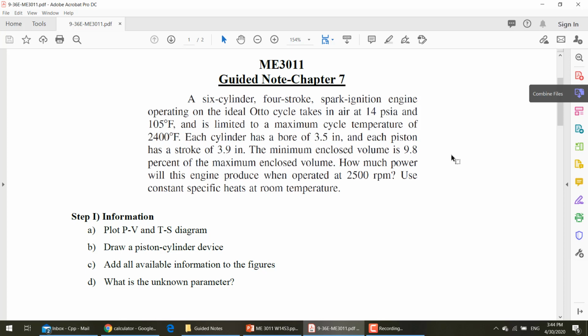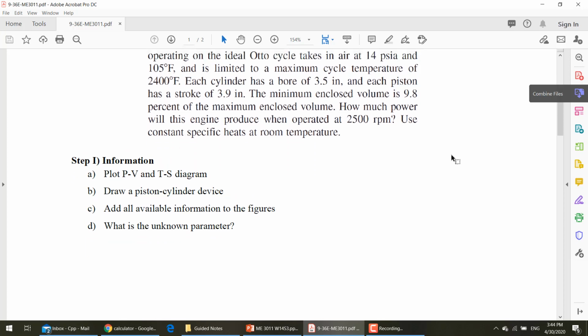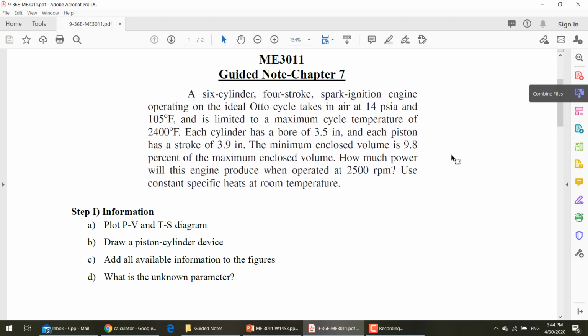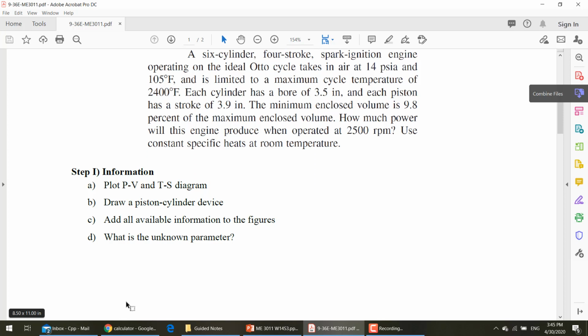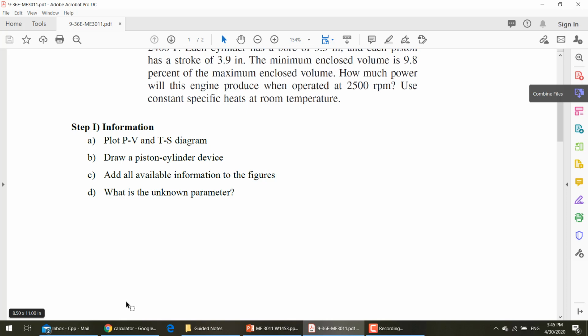diagram. So please pause this video, spend 5 minutes, and then transfer all available information in this problem to a P-v and T-s diagram. So first plot the P-v diagram and T-s diagram. Then I recommend you guys draw a simple piston cylinder device, because we have some information for the piston and cylinder, and then add all available information to this figure, and mention what the unknown parameter is. So pause this video, spend 5 minutes, and then find all available information to solve this problem.